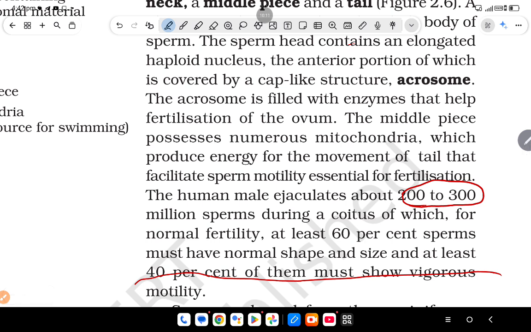A human male ejaculates 200 to 300 million sperm per ejaculation, and for normal fertility, 60% must have normal shape and 40% must have vigorous motility.